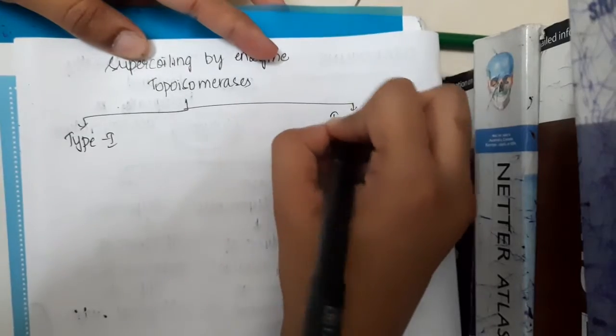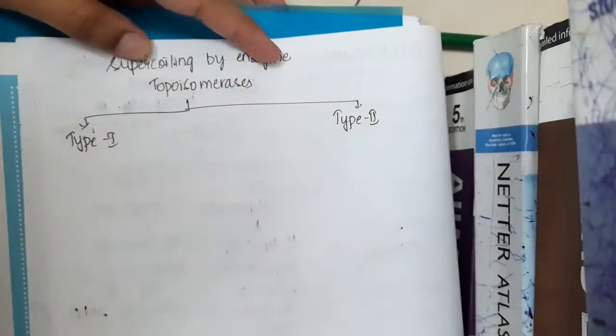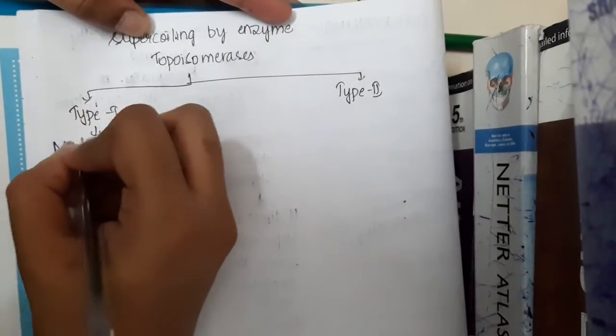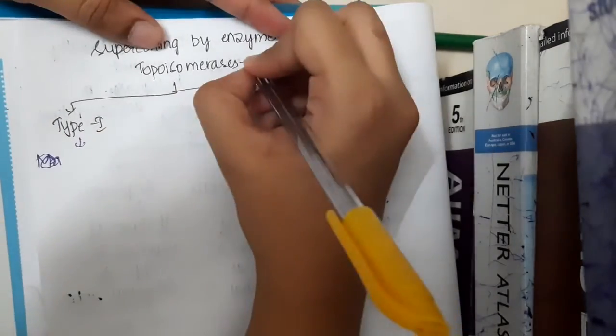Okay. So basically, topoisomerases are the enzymes which are nicking and resealing enzymes. They can relax or insert supercoils.